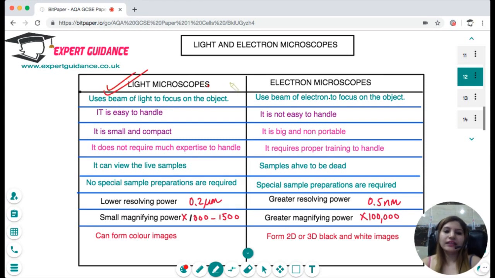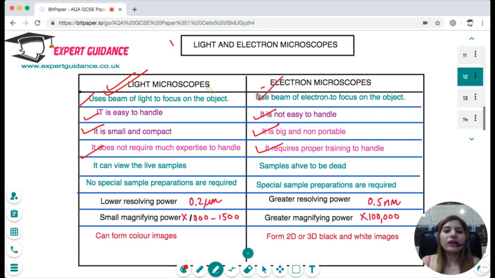Okay, so now there are two types of microscope. First, we had the light microscopes. These are the microscopes which you see in your school laboratory. They are easy to handle, small and compact, do not require much expertise to handle, and they just have either a mirror at the bottom or a bulb, as it uses the beam of light to focus on the object. Whereas the electron microscope is not easy to handle, it is big and non-portable, requires proper training, and it uses a beam of electrons to focus on the object.